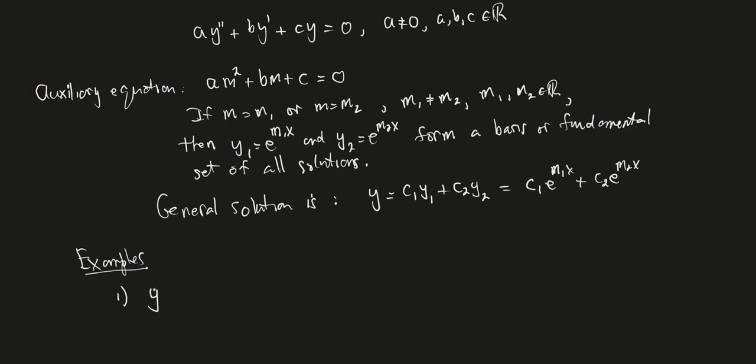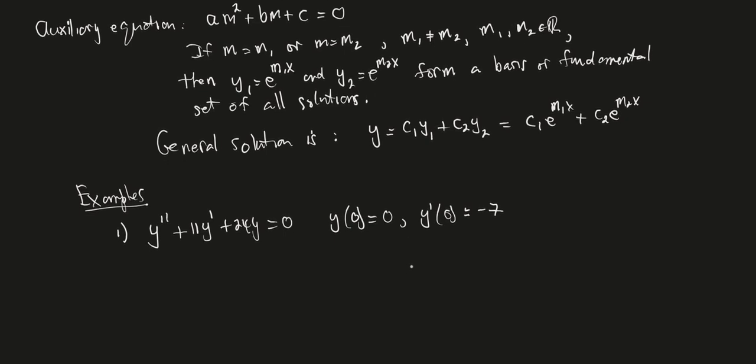So let's take a look at our first example. And let's say we have y double prime plus 11y prime plus 24y is equal to 0. And let's say we have a couple of initial conditions, right? So y of 0 is 0, y prime of 0 is negative 7. All right? So first we're going to write down our auxiliary equation.